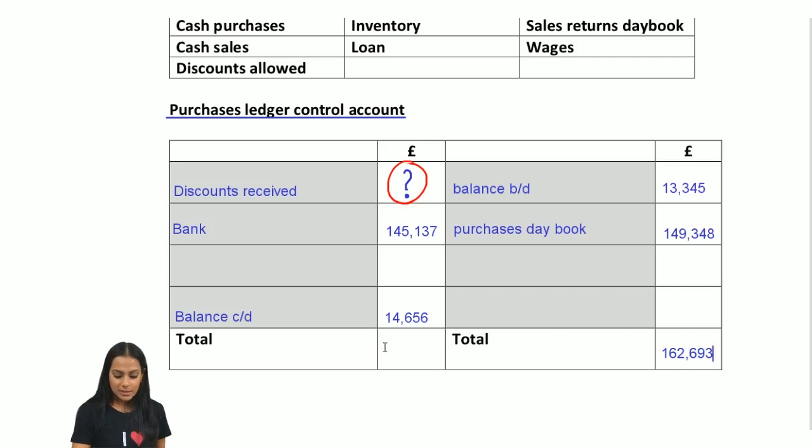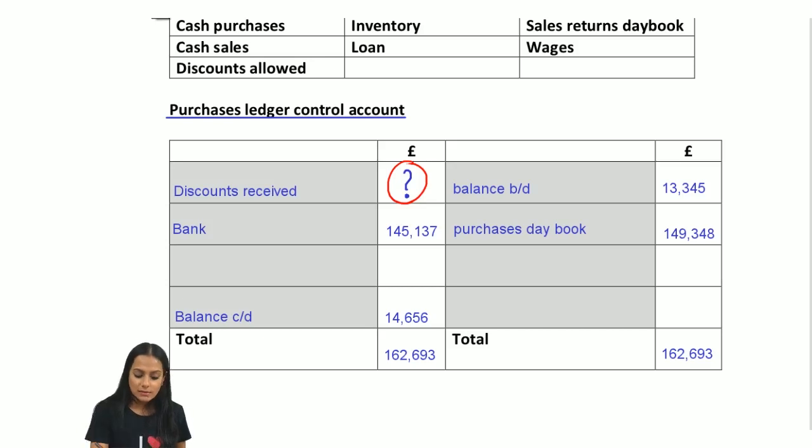So this means that total must be 162,693. Because the balance carried down is on the debit side, it means the credit side should have been the higher total. So that's 162,693. So the discounts received plus the bank 145,137 plus 14,656 should all add up to 162,693.